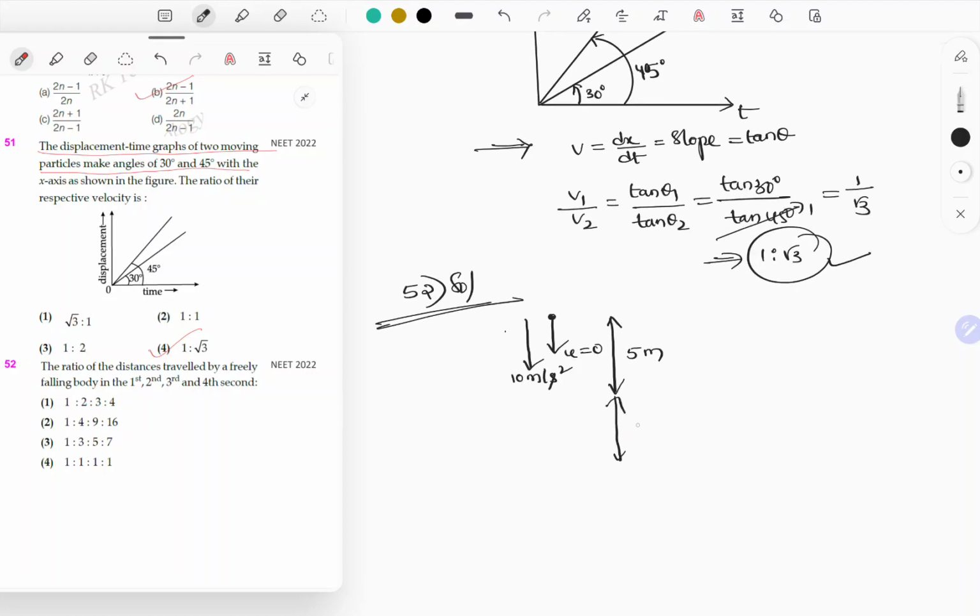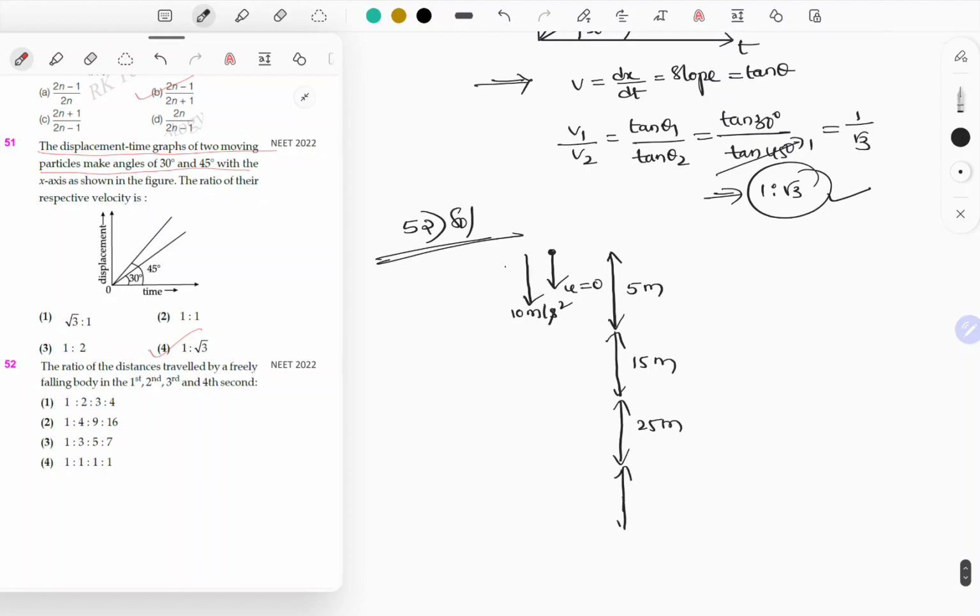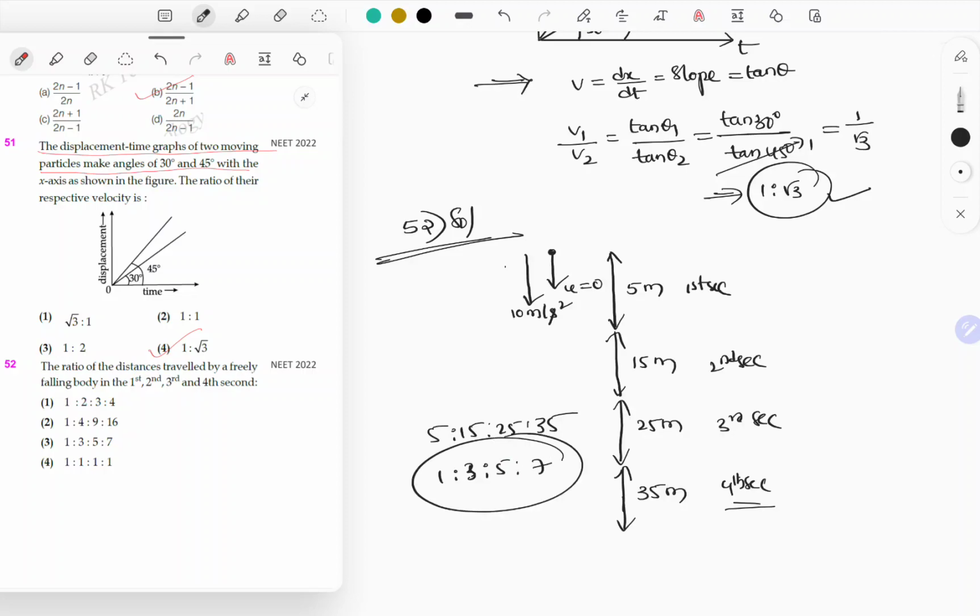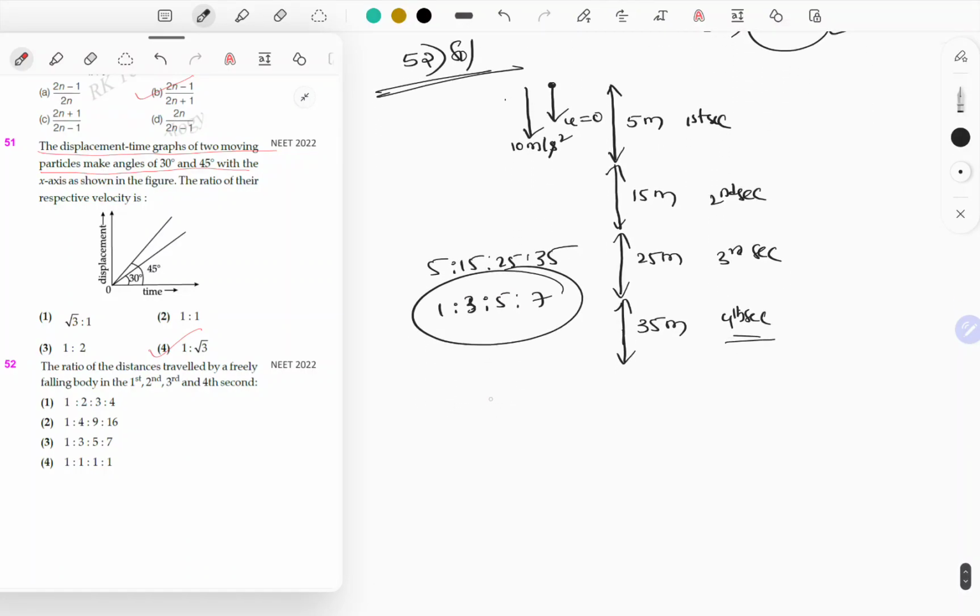Next 1 second it is going to be 15 meter. Next 1 second it is going to be 25 meter. Next 1 second it is going to be 35 meter. So this is in first second, second second, third second and fourth second. So they're asking distance ratio, that is 5 is to 15 is to 25 is to 35, which is equal to 1 is to 3 is to 5 is to 7. So this is the trick I've given at the time of giving explanation for kinematic equation. You just go through that point.